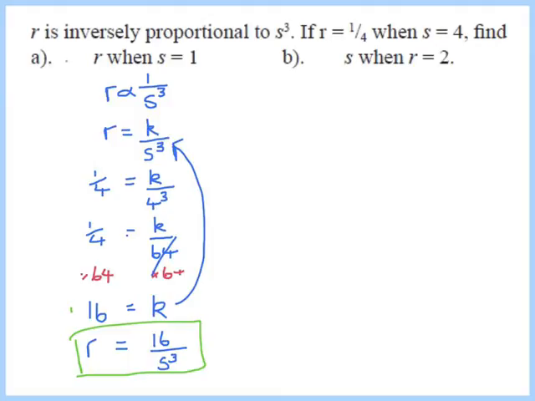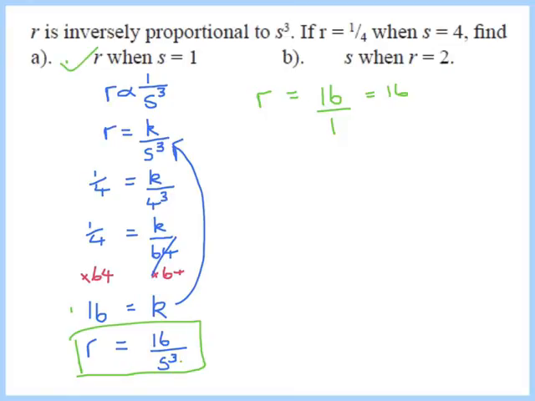That's going to be nice and easy, because r needs to be found when s is 1. I'm just going to stick that into the formula down here. Because 1 cubed is going to be 1, that makes my job nice and easy. So r is going to be 16 divided by 1 cubed, and 1 cubed is 1. So it's just going to be 16. So that's that bit done.